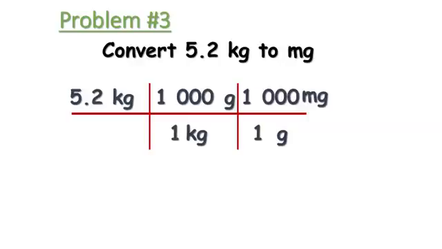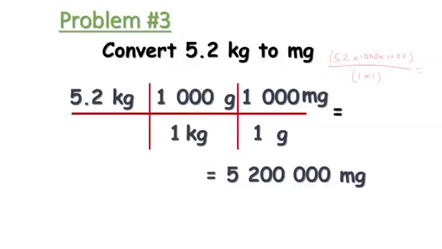We multiply all the top. So we'd have 5.2 times 1,000 times 1,000 over 1 times 1. You hit equals, and you would get 5,200,000. You could leave it like that, and you could write it in scientific notation. It doesn't really matter as long as your answer has 2 sig figs.